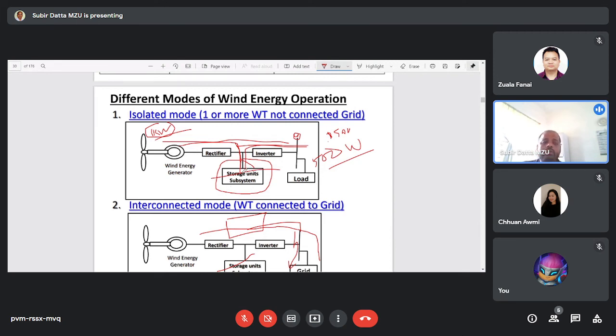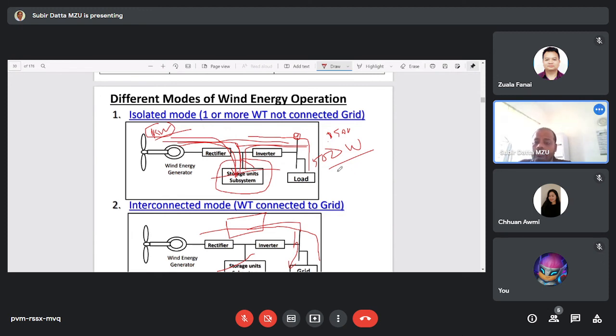Why do we have to use this? Say we are getting 1 kilowatt of power from the wind, and the load is 500 watt. The total generation is 1 kilowatt, but our demand is only 500 watt. Then where will that extra power go? It will be stored in the storage unit. Out of this 1 kilowatt, 500 watt is fed to the load, and the extra 500 watt is stored in the storage unit.